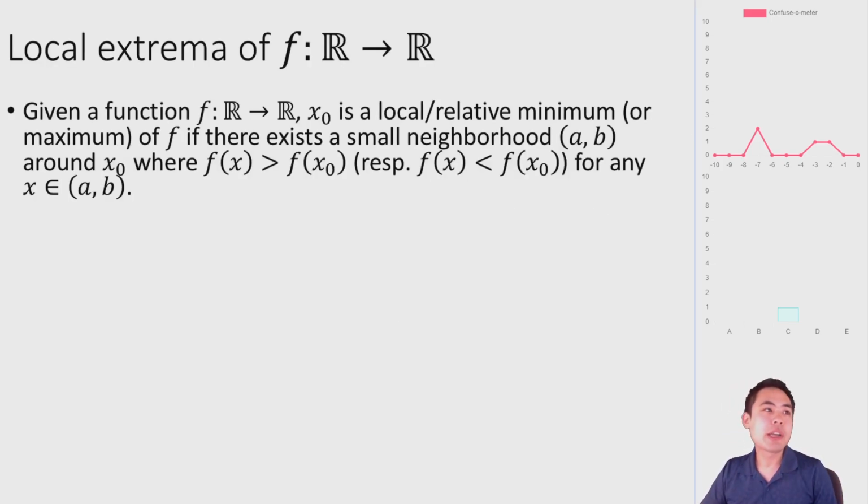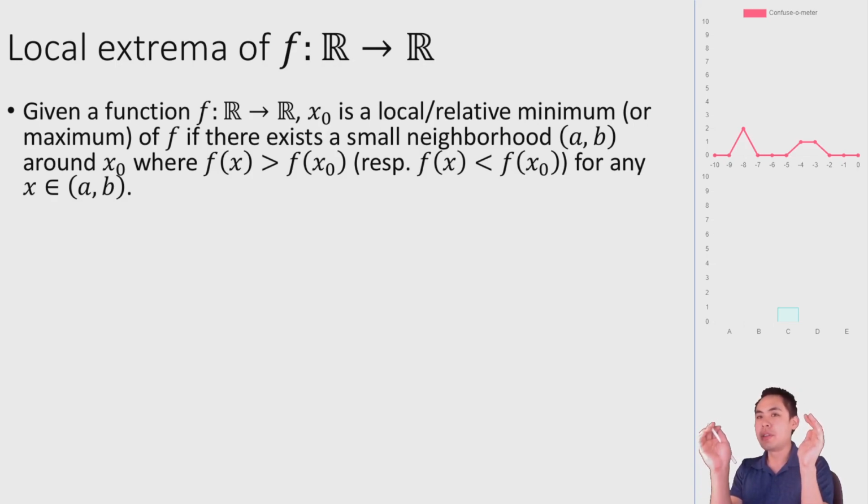Let's start by giving a brief reminder of local extrema of single variable functions. These are things that you covered in your first calculus class. If you have a function from R to R, so an ordinary function, f of x is equal to some y, which is a real number. Something is a local or relative minimum or maximum if, in some small neighborhood around it, say around x naught, everything is bigger than it, or everything is smaller than it.